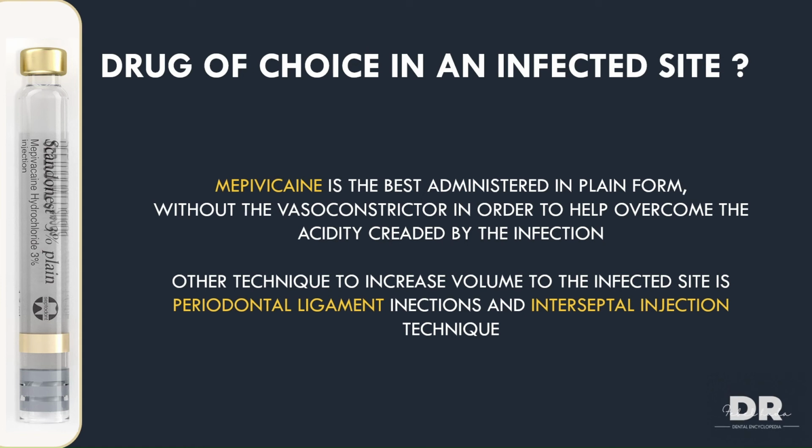The other techniques that you can use, other than an infiltration or a block, are a periodontal ligament injection or an interseptal injection. The only thing that you have to keep in mind here is, once you have done an infiltration on an infected site and come to know that the site is not getting anesthetized, do not use the same needle to give a block or a periodontal ligament injection or an interseptal injection, because you're going to seed these infected cells into a new site. So it's better you change the needle.